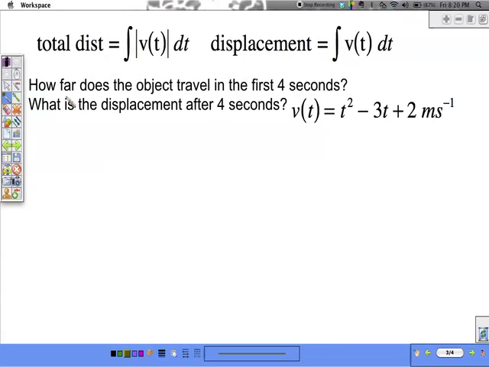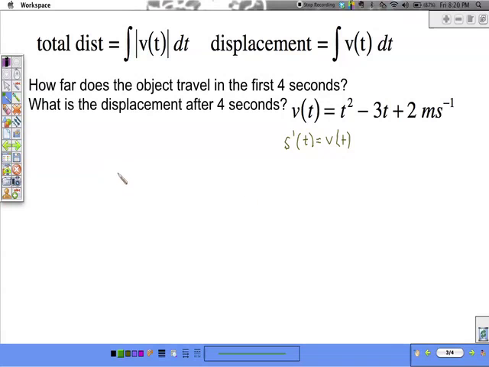Now we're going to come back to this idea of velocity and position. Remember that position function, if we take the derivative of that, we get the velocity function. So it stands to reason that we should be able to integrate to get back to the position function. And we'll do that in just a second, but we're going to approach this a little bit more intuitively.